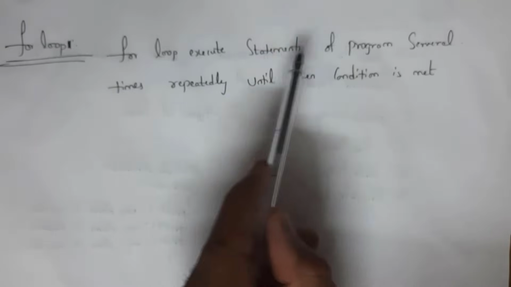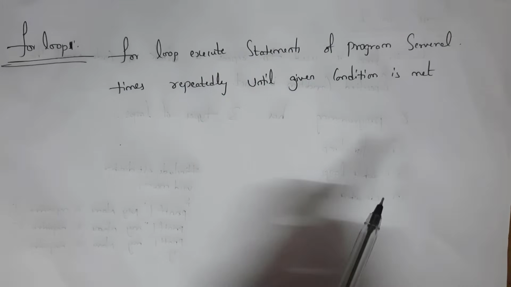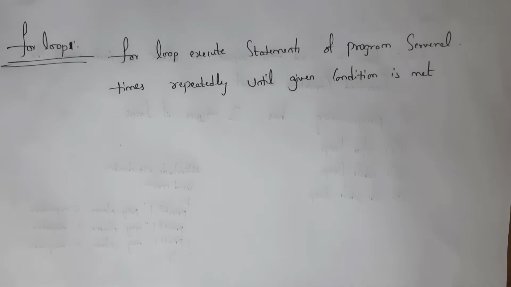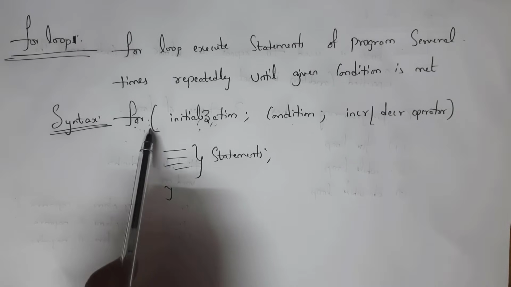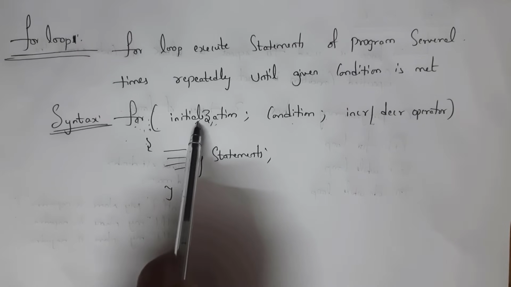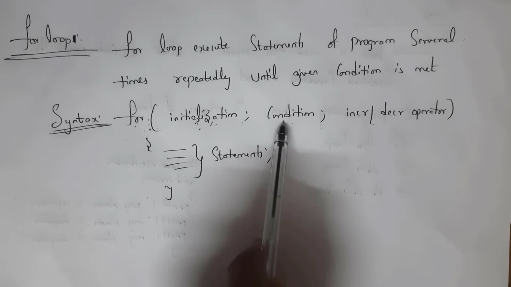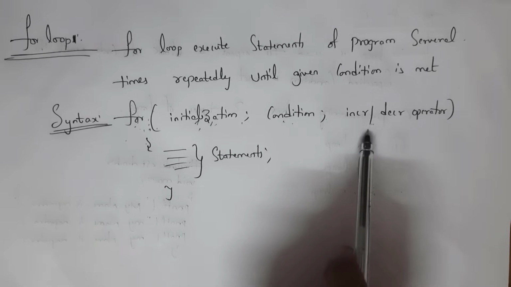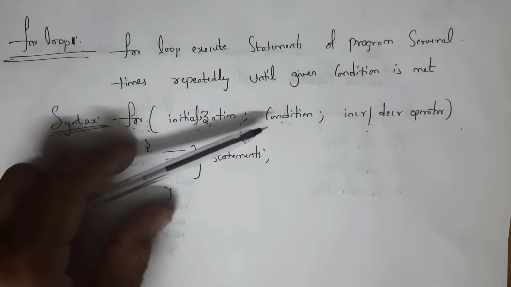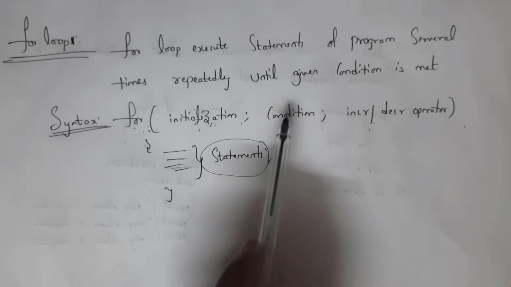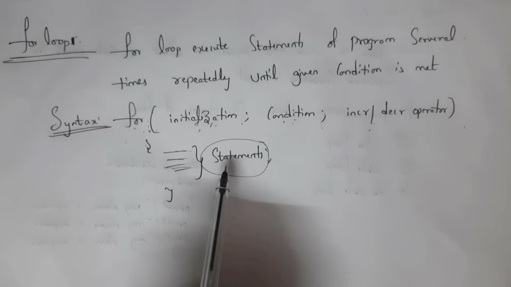A for loop executes statements of a program several times repeatedly until the given condition is met. A for loop keeps on executing the statements until the given condition is satisfied. This is the syntax of a for loop. First you need to write for, open bracket, and here you need to write initialization. Initialization is nothing but initializing a value to a variable, like int a = 10; then here you need to give the condition; at last you need to give an increment or decrement operator, then close the bracket. Inside this for loop, you can give multiple statements. So until this condition is satisfied, the statements will be printed.